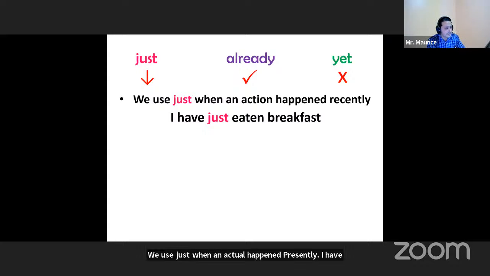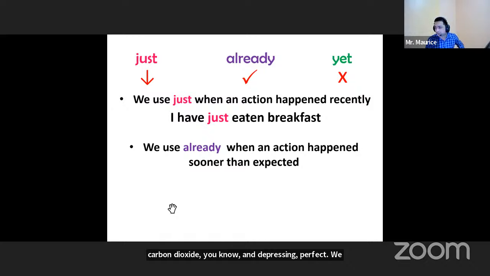Thank you very much. Okay, so just is basically when we have carried out an action recently, so it can be visible in the present. As I said, just might be translated in our language as acabar de. So for example, you say, I have just eaten breakfast. Acabo de desayunar. La traducción más cercana a nuestro idioma es esa con la palabra just, utilizando la estructura del present perfect. Algo que utilizamos muchísimo. Acabo de desayunar. In the present perfect, we use the word just. Let's move on to the other example.